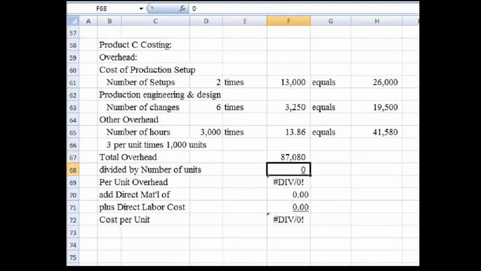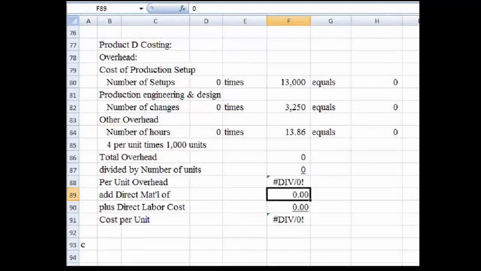The next cell below should contain 1,000, which is the number of units produced for this product, which calculates the per unit overhead of $87.08. To this is added the direct material of $24 and the direct labor cost of $36, as is shown in the book. The final calculation, summing the last 3 numbers, shows a cost per unit of $147.08.